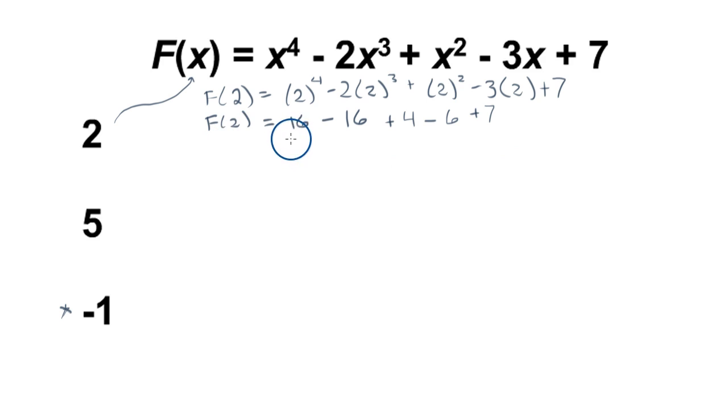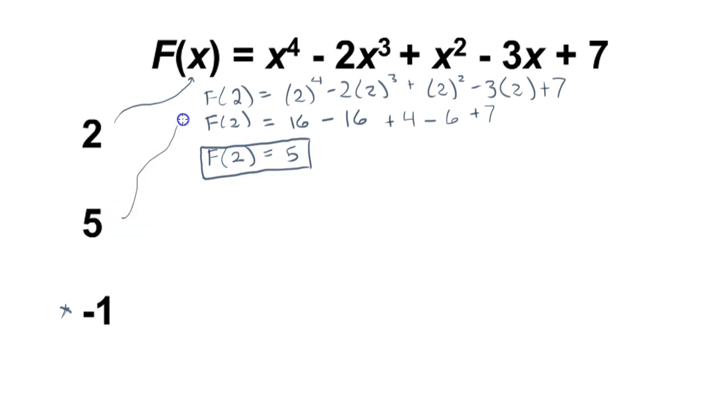And so we can simplify this. Again, remember to work from left to right. So we'll do 16 minus 16, that's 0, plus 4, that's 4, minus 6, that's -2, plus 7, that gets us 5. And so what we would say is that the f of 2 equals 5. And that would be evaluating our function for an x value of 2.